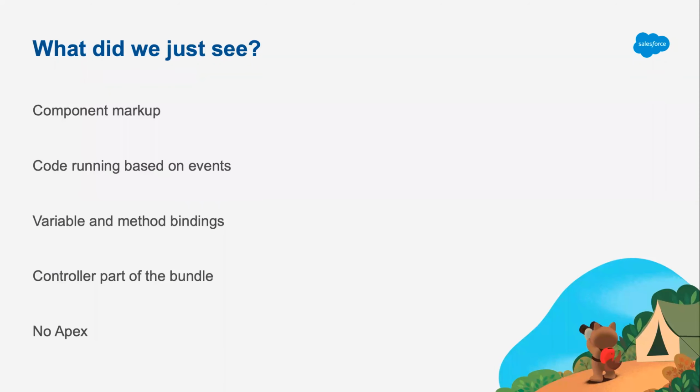All right, so what did we just see here? Once again, we saw component markup, right? We're used to this already. We saw code running in response to some events, right? We're used to that concept already with triggers. We saw variable and method bindings that we're probably already used to.